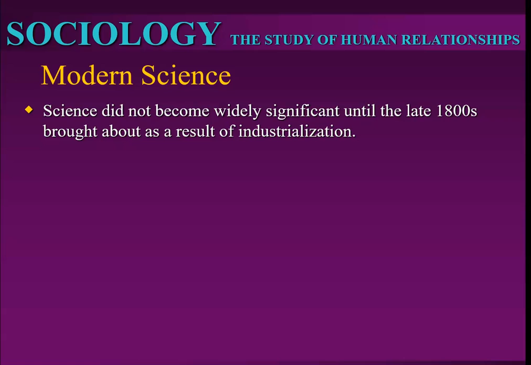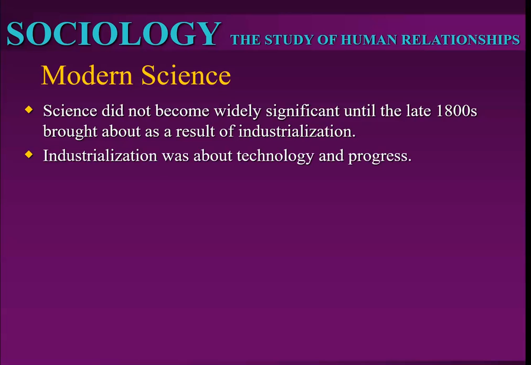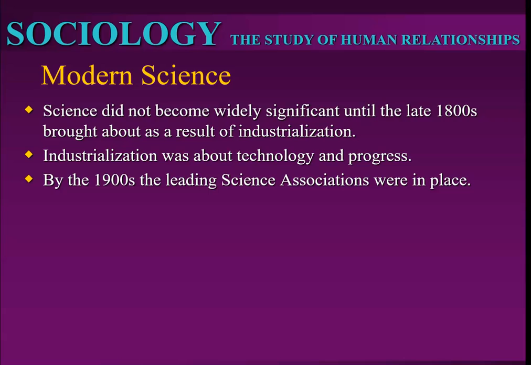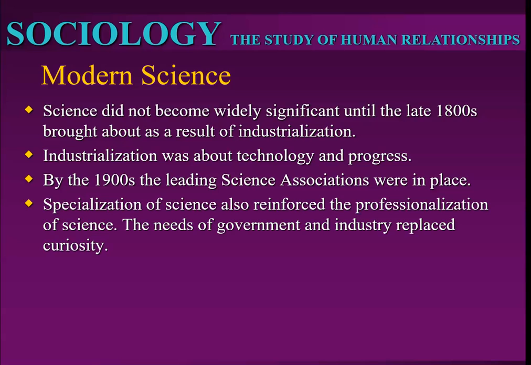Modern science did not become widely significant until the late 1800s. It was brought about as a result of industrialization. Science helped fuel this industrialization process by developing new techniques that could be converted to industrial growth. Industrialization was about technology and progress, using science as a means of making bigger, better, and faster ways of producing goods. By the late 1800s, the leading science associations were in place.